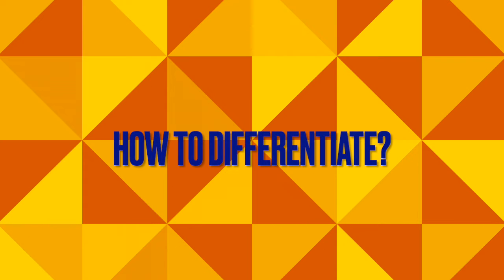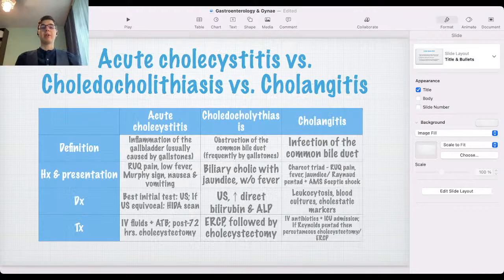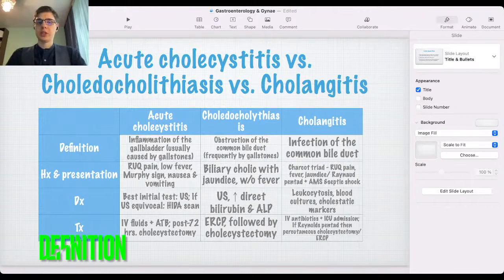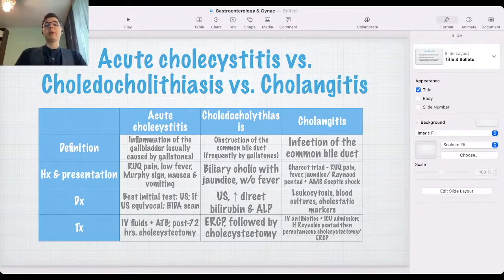The important point about these two questions is comparing acute cholecystitis with choledocholithiasis and with cholangitis. By definition, an acute cholecystitis is an inflammation of the gallbladder. Usually it is caused by gallstones. In comparison, choledocholithiasis is the obstruction of common bile duct, which can also be frequently caused by gallstones. Another instance for choledocholithiasis could be represented by strictures. Finally, cholangitis is the infection of the common bile duct. This can happen secondary to gallstones.